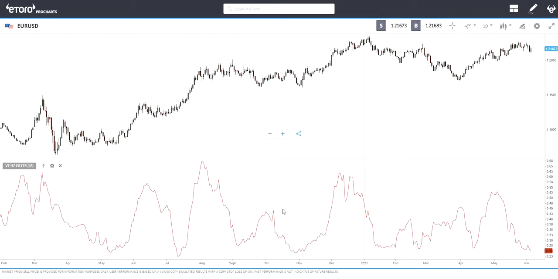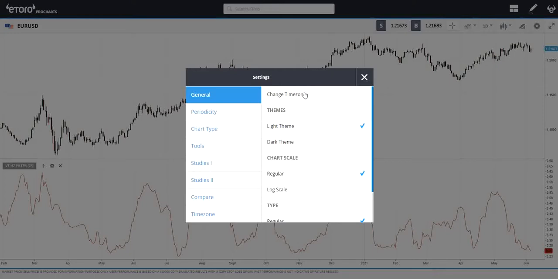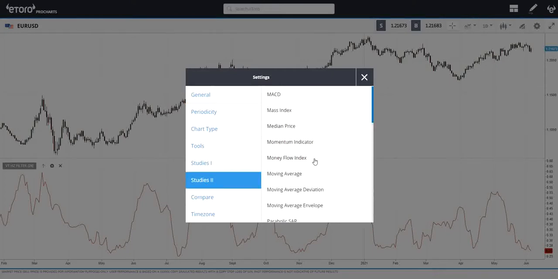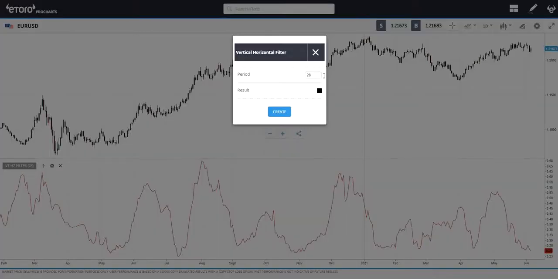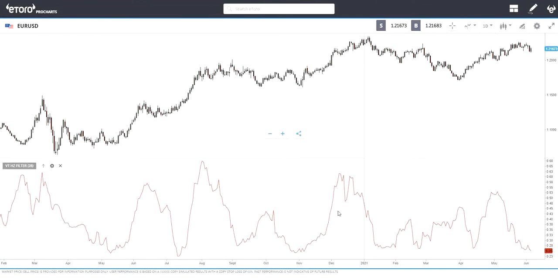Based on the platform that you use, you may find it in different locations. On eToro platform, I'm going normally to the settings and studies too, and then I search here for the indicators that I want. So if you go down, you would find vertical horizontal filter here, and just the period you would choose based on your trading style, and you can change the color anyway. I left the period as 28, which is the preset number. You can see the indicator here.